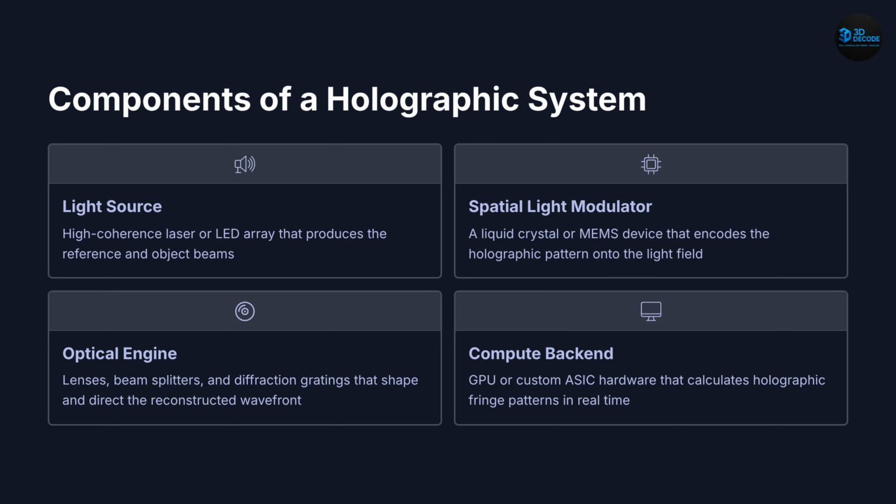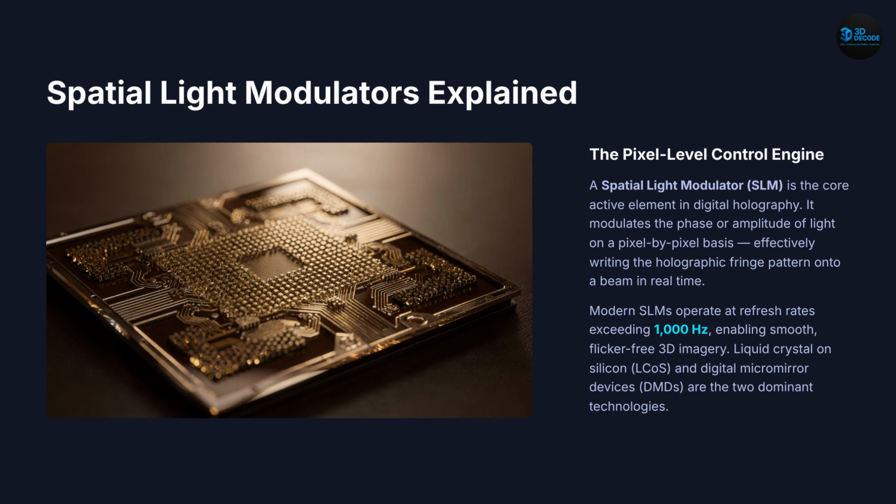Slide 12. Components of a holographic system. A holographic system contains four major components: the light source, the spatial light modulator, the optical engine, and the computational backend.